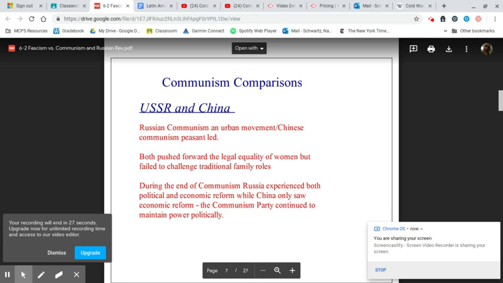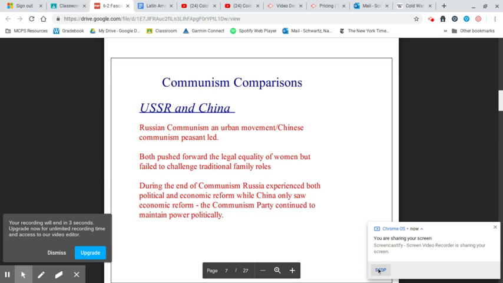And then finally, if we're looking at the end period, then we'll come back and talk more about the Cold War and then the fall of communism later. In Russia, there was political and an economic reform when communism collapsed. While in China, there was a strong economic reform. Both nations today are capitalist, but China did not reform politically. And so they remain a totalitarian nation.